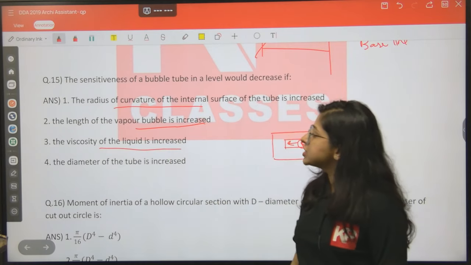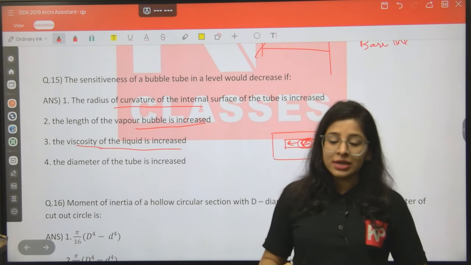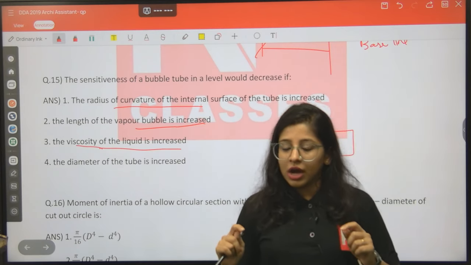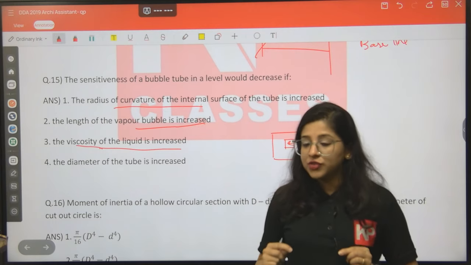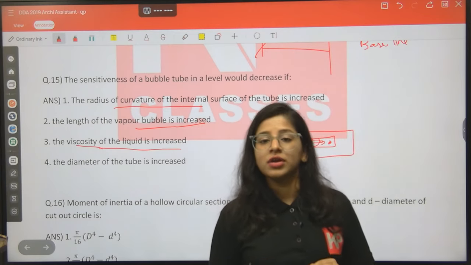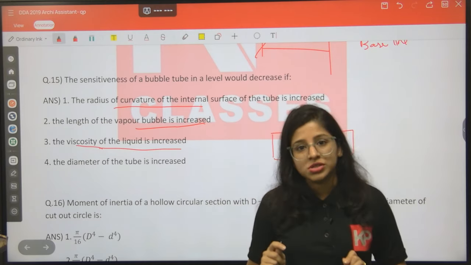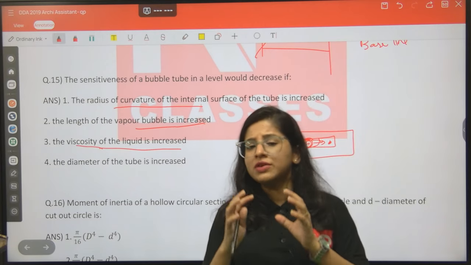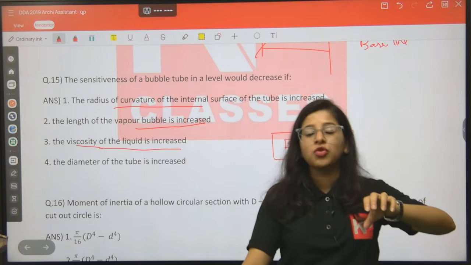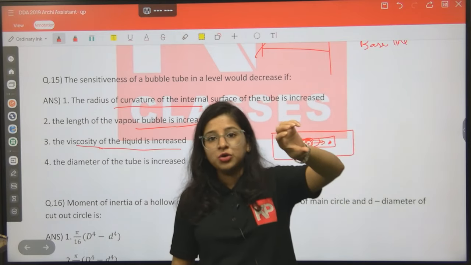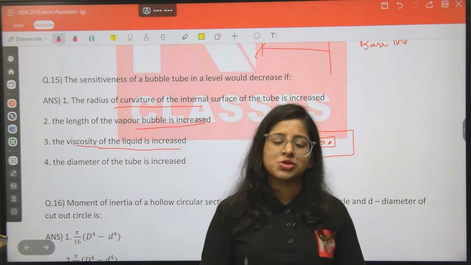Viscosity of the liquid is increased. Viscosity is basically a nature of a liquid. It is a fluid's resistance to flow. Whenever a liquid shows some kind of resistance to flow, it has viscosity. If a liquid is extremely viscous, if you drop it, it will not flow properly. Like if you have a glass of water and you turn the glass, the water will immediately flow down, right? Why? Because water has very little viscosity.